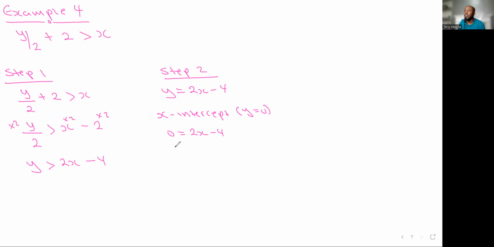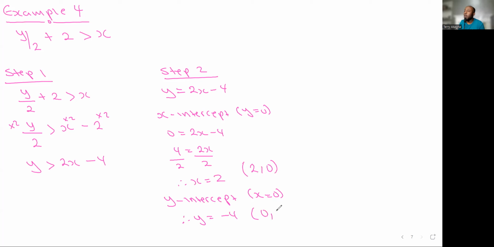You take 4 to the other side. So 4 is equal to 2x. Divide both sides by 2. So x will be equal to 2. So the point is (2, 0). All right. Then the y-intercept: at the y-intercept, x is equal to 0. So that means all this will be equal to 0, so y will be equal to minus 4. So that means it's going to give us (0, -4). All right. We've talked about this earlier, so please go back and look at this. So these are the coordinates for the x and y intercepts.